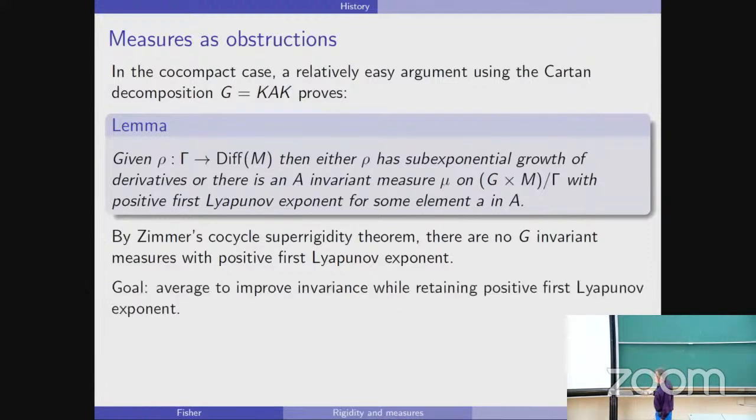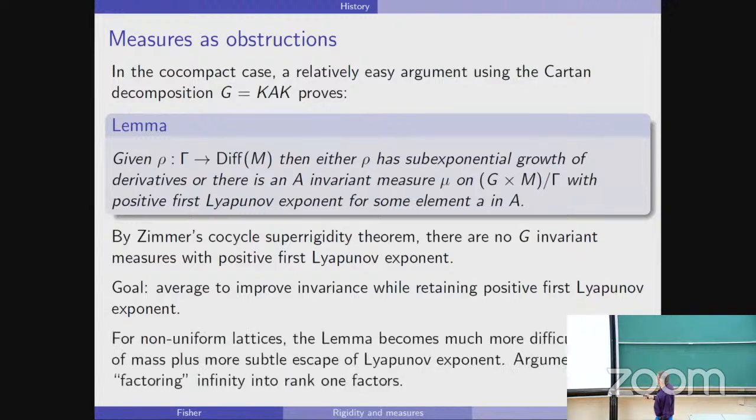And now, this begins to seem a lot more like homogeneous dynamics. The goal is to average to improve invariance, but we have to do that while retaining this positivity of the first Lyapunov exponent, right? If I get to a G invariant measure with positive first Lyapunov exponent, I get a contradiction and I win, because the contradiction tells me that I have sub-exponential growth of derivatives, and then I win by the last slide. And so now the goal is to average to improve invariance while retaining positive first Lyapunov exponent.